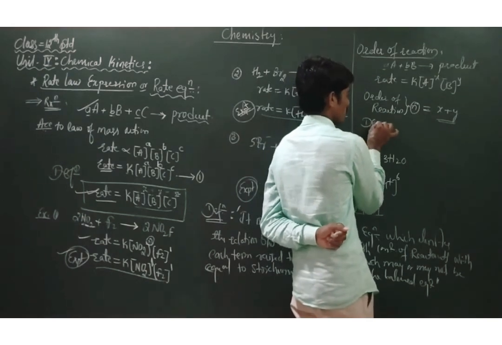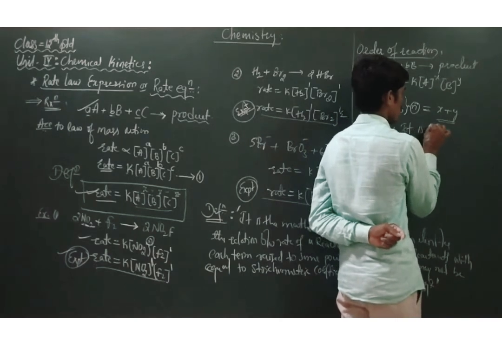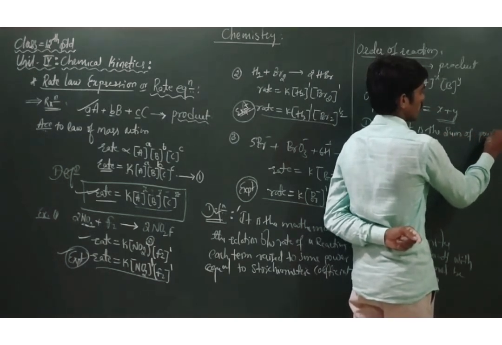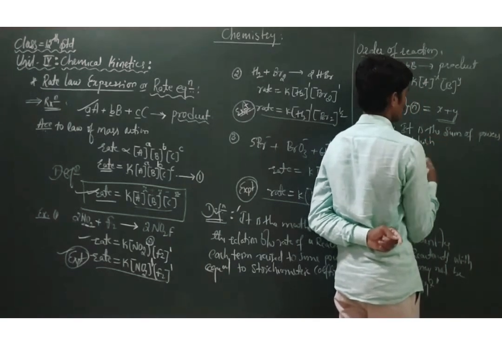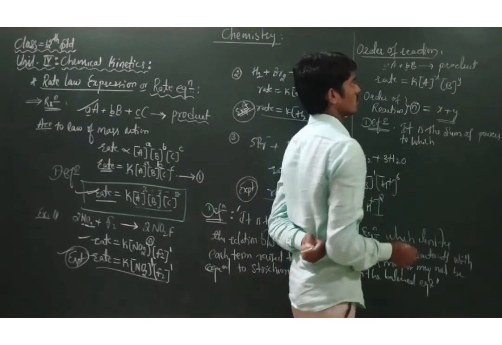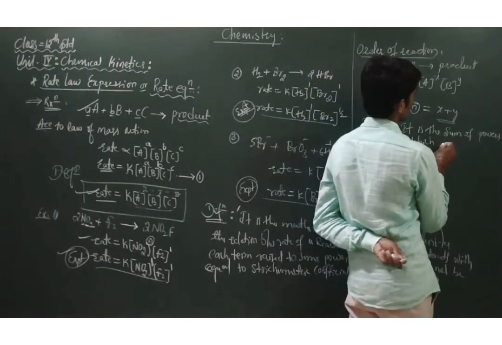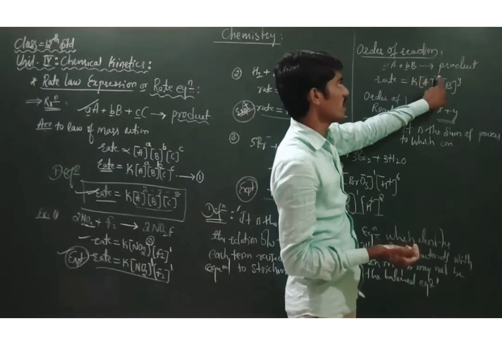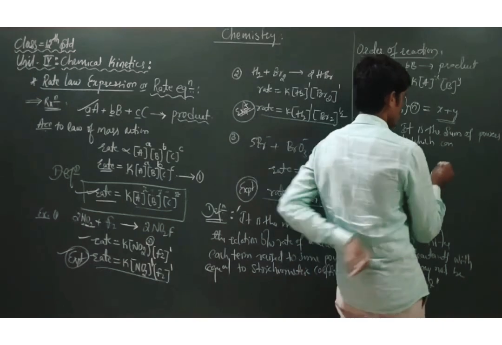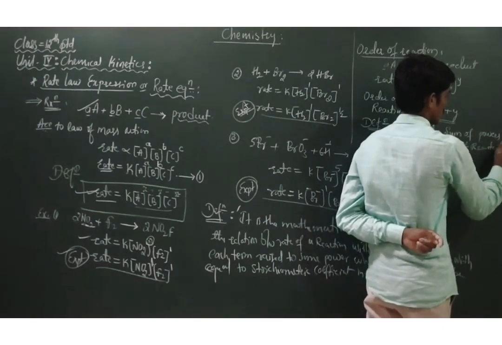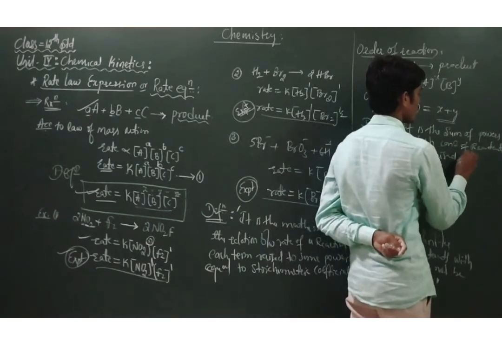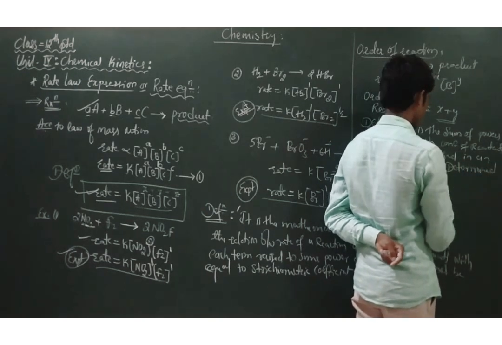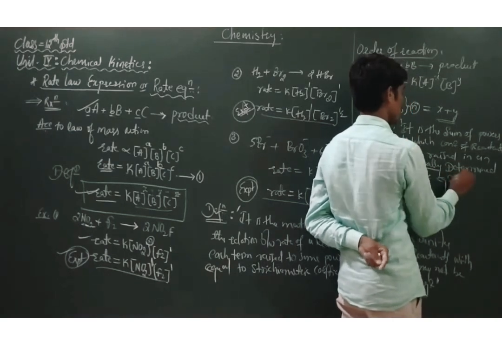So in wordings, definition कैसे लिखते इसका? Definition: order of reaction is defined as the sum of powers to which the concentration terms are raised, concentration of reactants are raised in an experimentally determined rate equation. कंपल्सरी रहना चाहिए, it must be an experimentally determined rate equation.